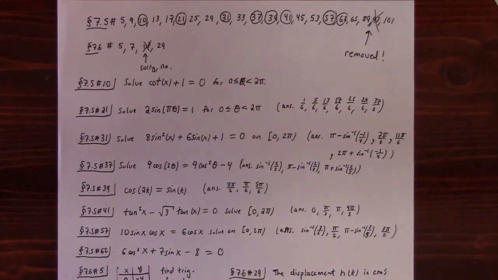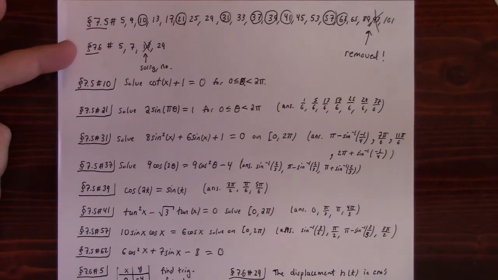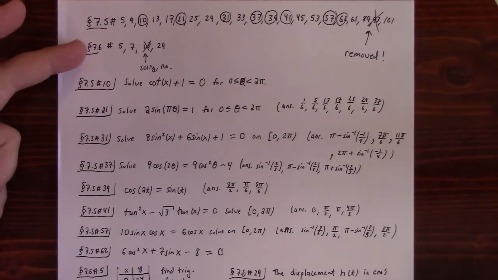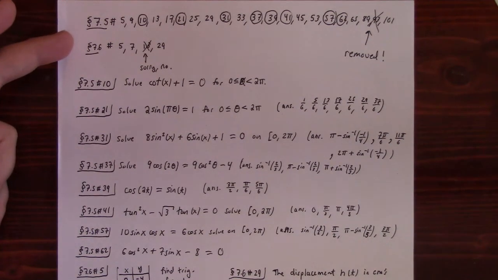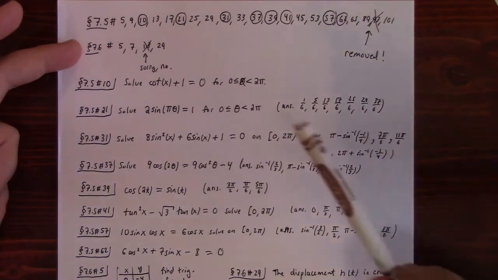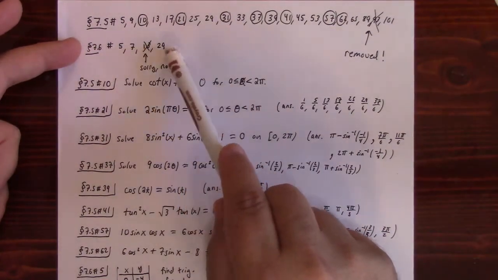So here's a list of all the problems I'd recommended from section 7.5 and 7.6. There's a chance I never posted this, like maybe I wrote it on my file at home, but I never posted it. If so, I'm sorry. Anyway, to end the mystery, for 7.6 I've just assigned 5, 7, and 29.